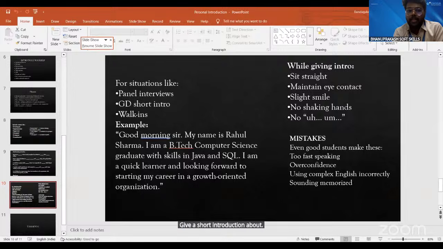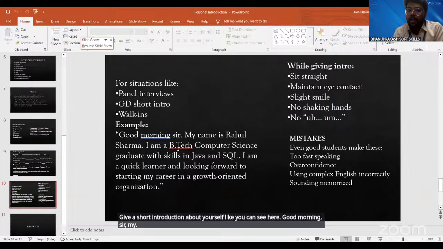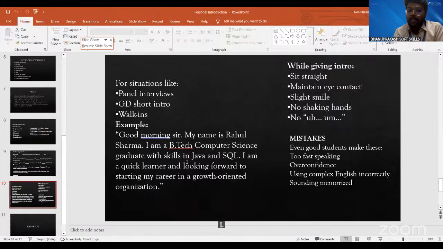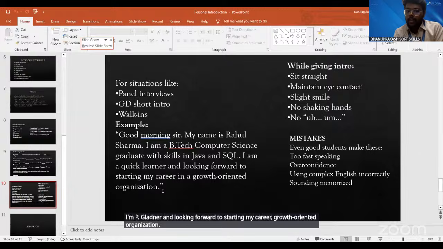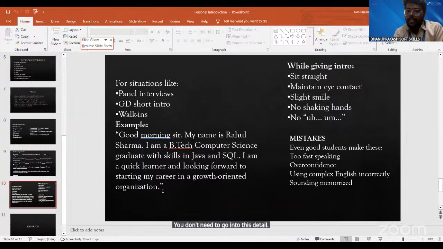Like you can see here: good morning, sir. My name is Rahul Sharma. I'm a BTech computer science graduate, skilled in Java and SQL. I'm a quick learner and looking forward to starting my career in a growth oriented organization. You don't need to go into this much detail. Even this detail in a group discussion, only your name and some background about yourself is more than enough.